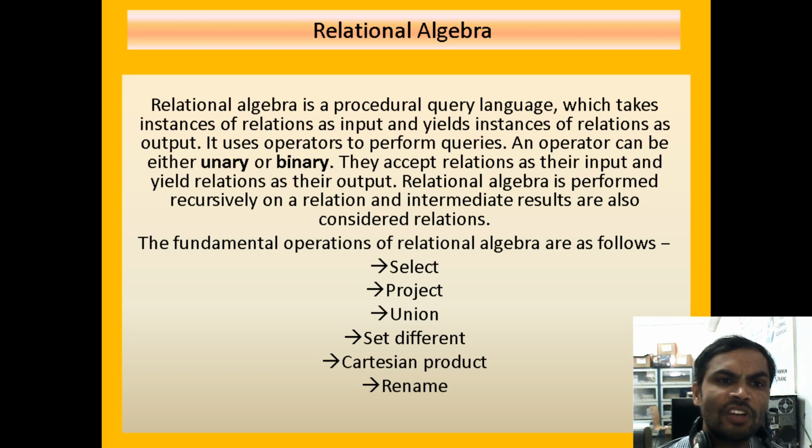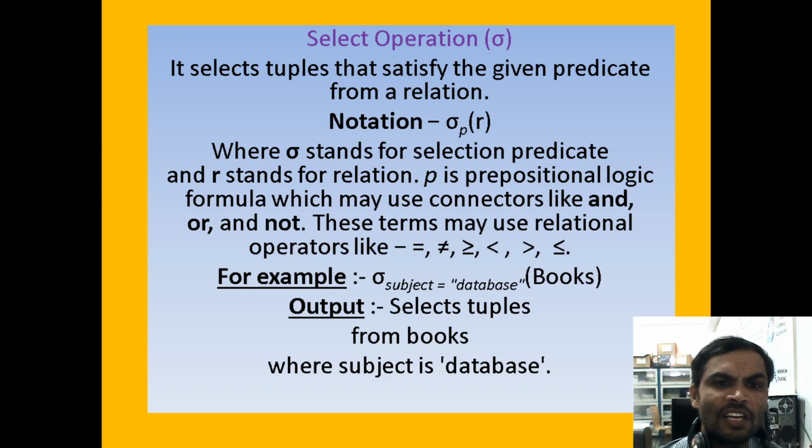Now, when you are focusing on the fundamental relational algebra, the selection operator comes first. We represent the selection operator with the sigma symbol. It selects the tuples from the relation that satisfy the given predicate. The main purpose of the selection operator is retrieving information from the database.